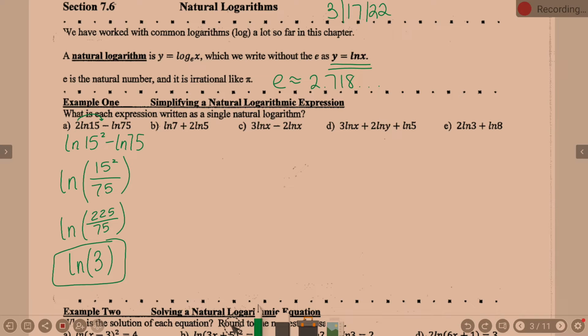Example B. Natural log of 7 plus 2 natural log of 5. What do I have to do first?